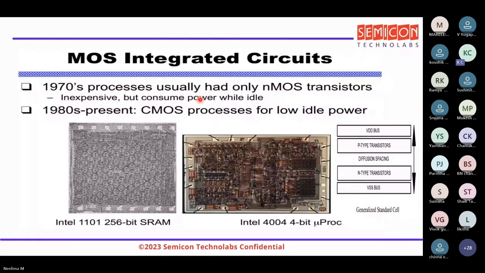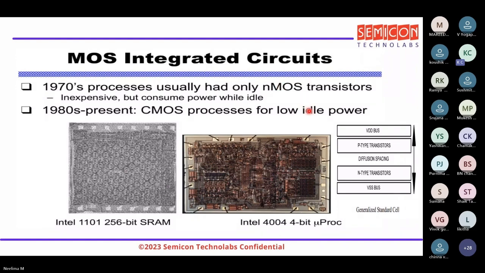Okay, so with that we had to think about how we can improve on the transistors. From only NMOS transistors, we moved on to CMOS transistors. CMOS means complementary metal oxide semiconductor, which means it has both PMOS and NMOS. From the 1980s to present, even today, we are using CMOS transistors for low idle power, which means it is able to take care of the disadvantage that NMOS transistors had.